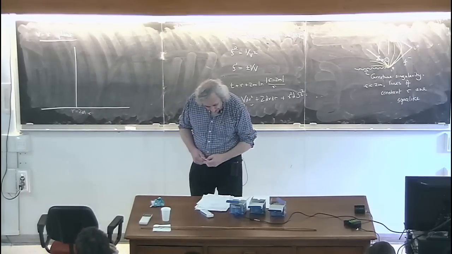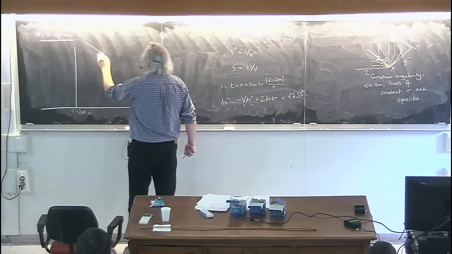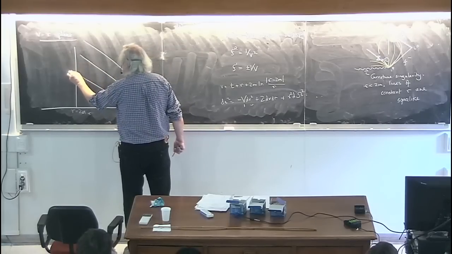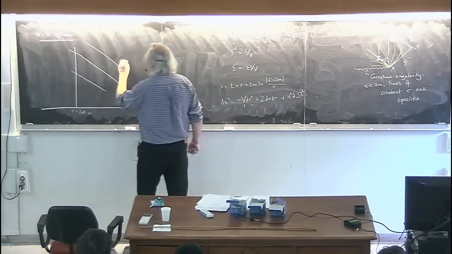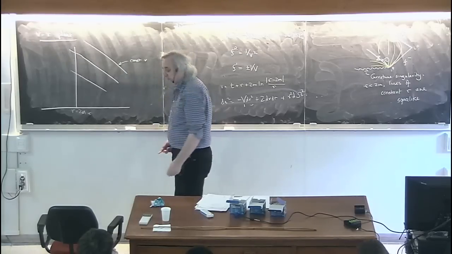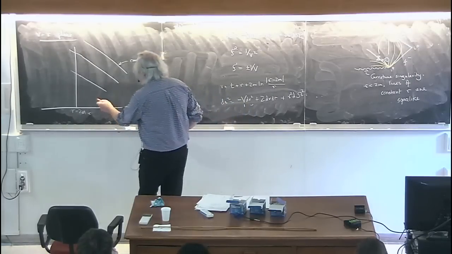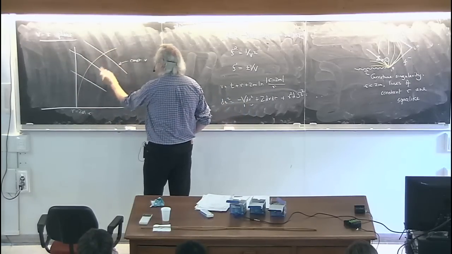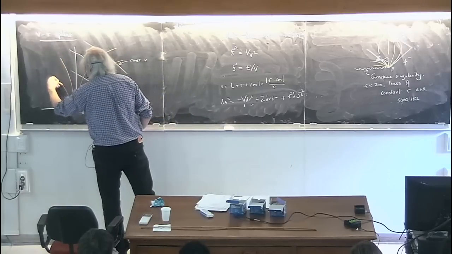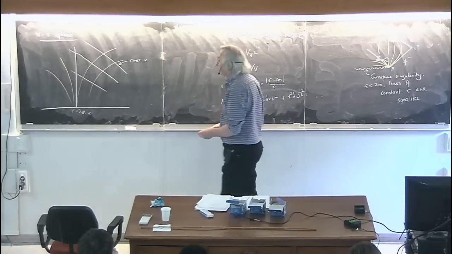Well, let's draw lines of constant v first. It's kind of easier. Lines of constant v will look like this. Lines of constant r will look something like this. The light cones out near infinity will look something like this.